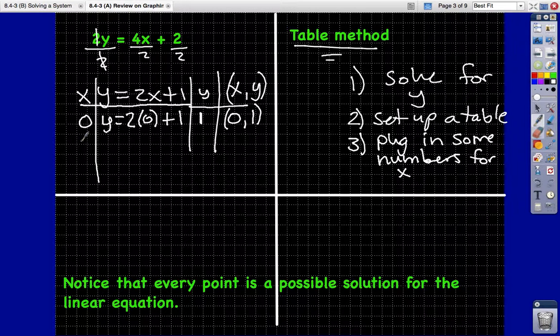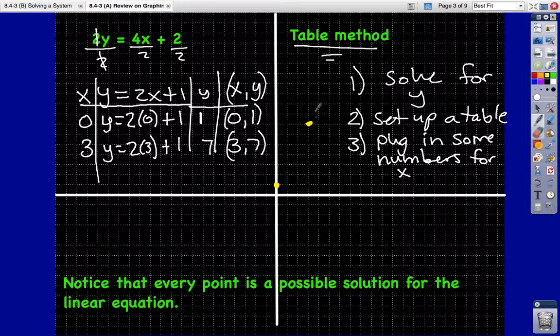I'm going to plug in another point, maybe 3. So y equals 2 times 3 plus 1. 2 times 3 is 6, and 6 plus 1 is 7. So when x is 3, y is 7. So I have the point 3, 7. Now I just graph these 2 points on my coordinate grid. I graph the point 0, 1. 0 means don't go left or right, 1 means go up. Go over 3: 1, 2, 3, and up 7: 1, 2, 3, 4, 5, 6, 7.